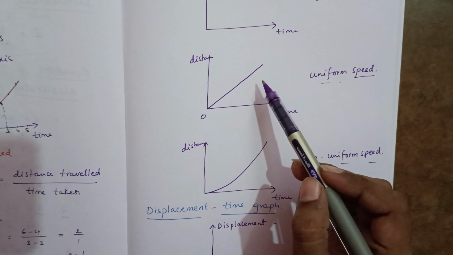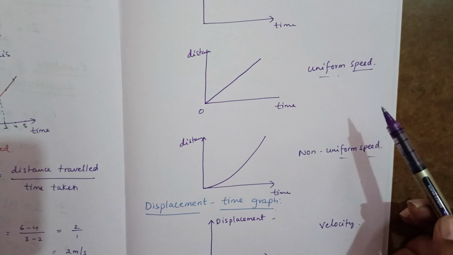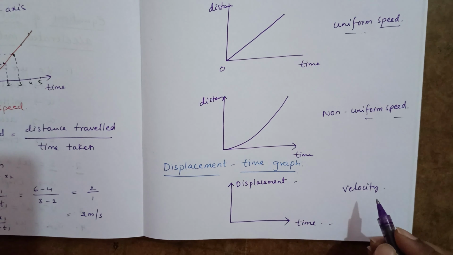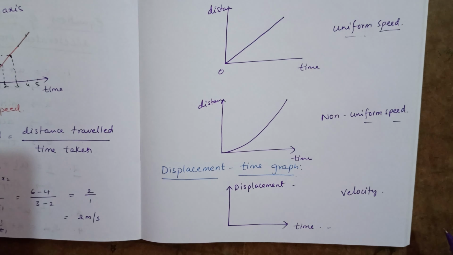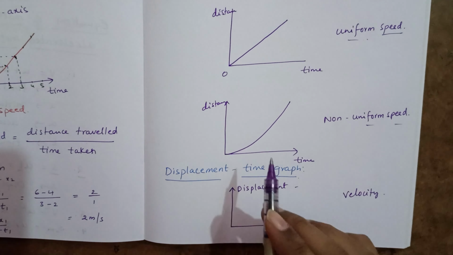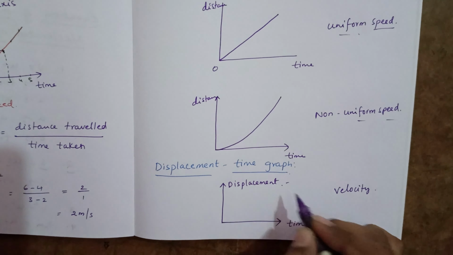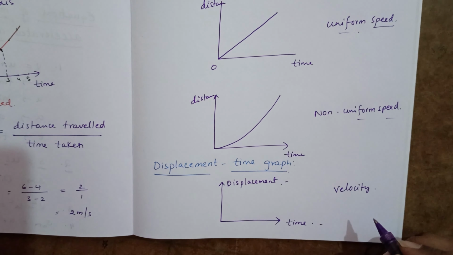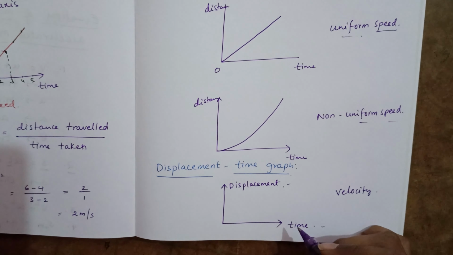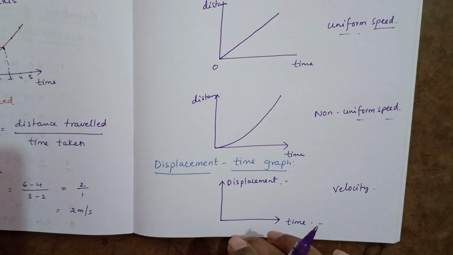A straight line passing through the origin in a displacement time graph indicates uniform velocity. A curve in a displacement time graph indicates non-uniform velocity. The only difference here is that in the displacement time graph, displacement is sometimes negative. Displacement can be zero, displacement can be positive, and we can find negative values also.